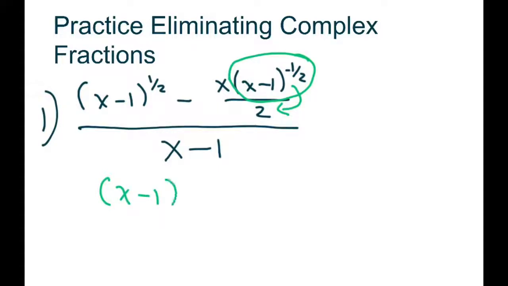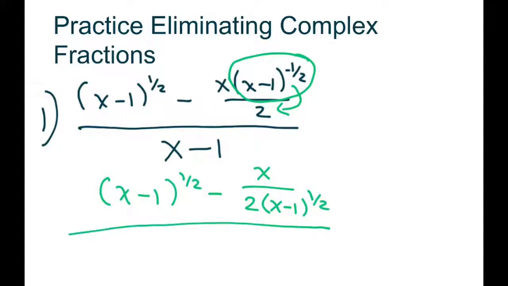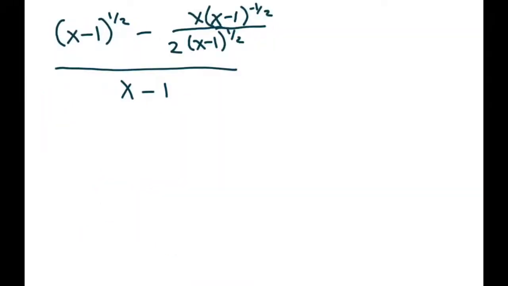minus 1 to the 1/2 power minus x divided by 2 times (x minus 1) to the 1/2, all divided by x minus 1. All right, or is it 2? Let's see. It's just x minus 1. Okay, so I've done that here, and the only fraction I have to eliminate is this piece, because this is just over 1 and this is just over 1.